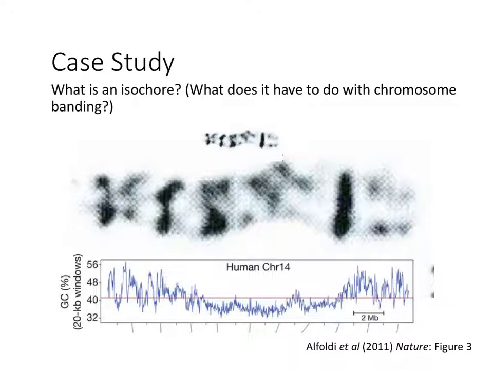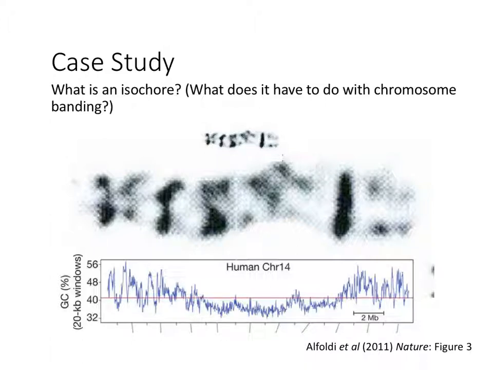So isochores. This was part of one of the reading materials from the first chapter, chromosome structure, which we're still on. And one of the questions is, what is an isochore, and what does it have to do with banding structure? This supplemental reading, which was linked in the textbook, the course manual, is important. There's a relationship between isochores and chromosome banding.